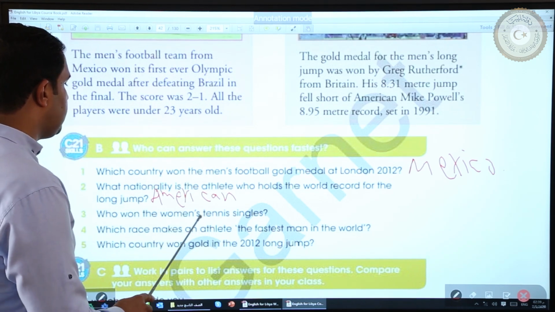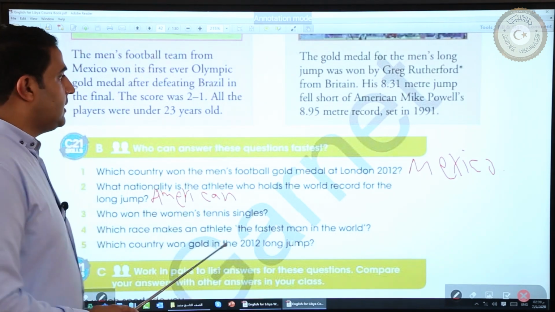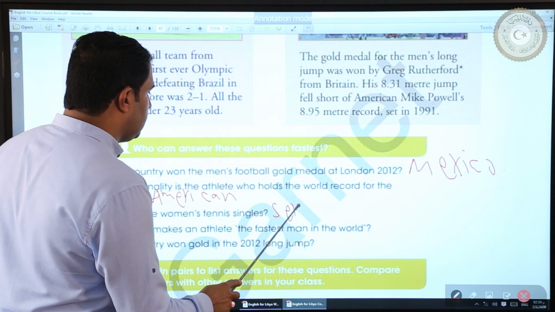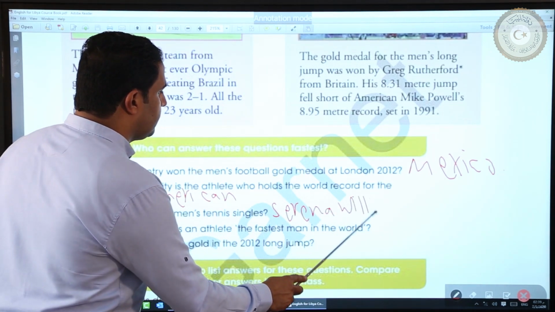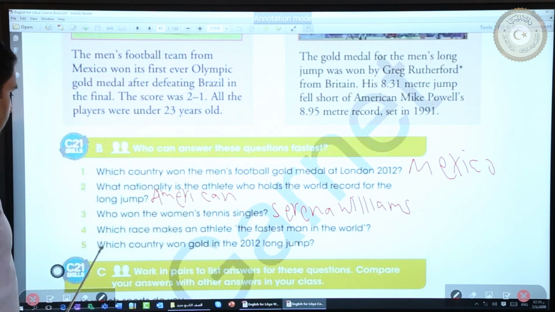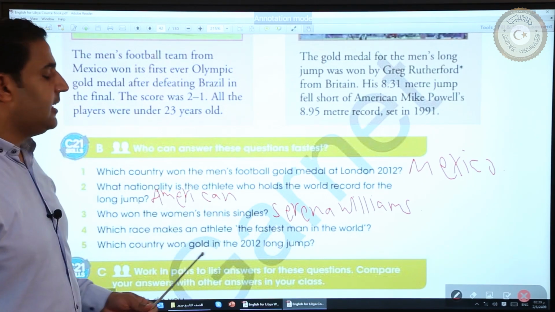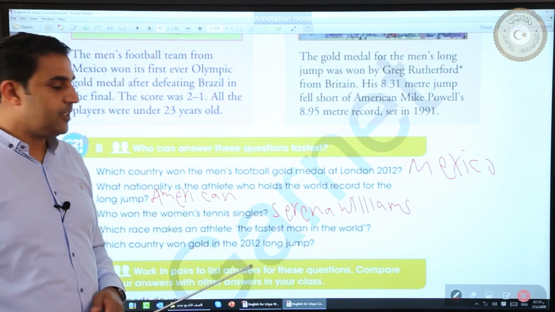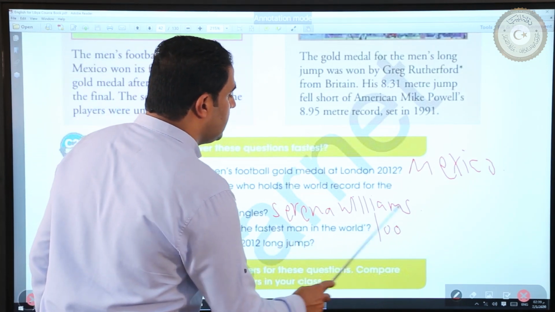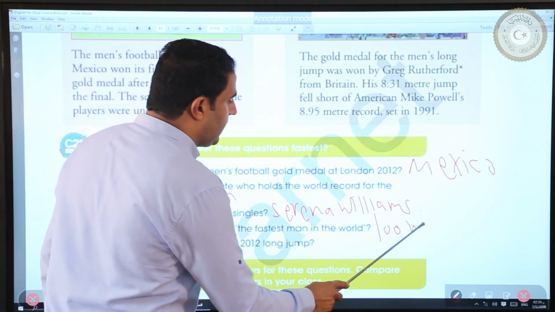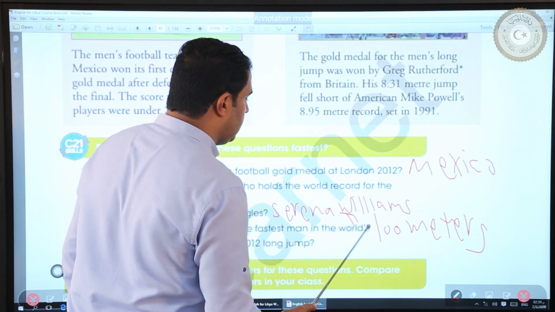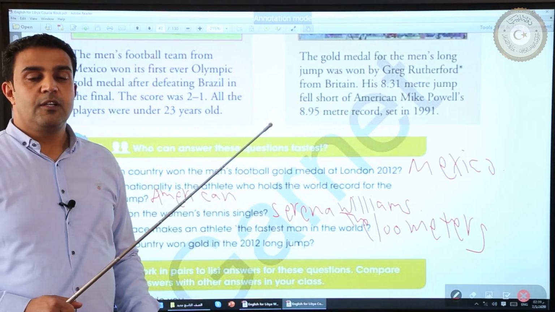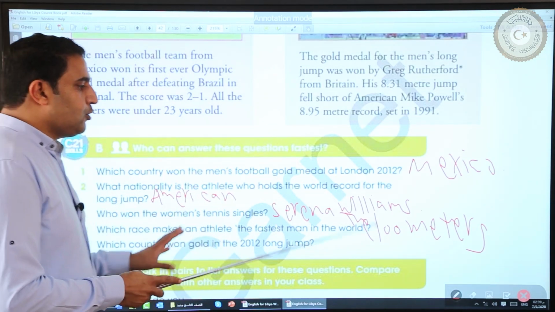Who won the women's tennis singles? Who's she? Serena Williams, yes, Serena. Which race makes an athlete the fastest man in the world? Which race? 200, 10,000 or 100? 100, yes. The 100 meters. We can say, regarding the short answer, short information, we can say the 100 meters.